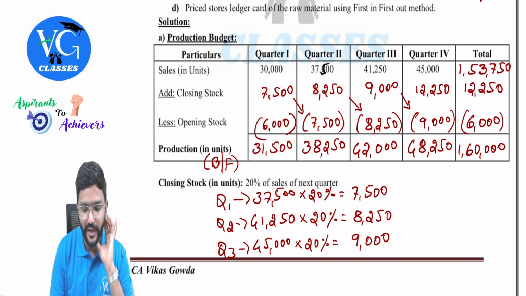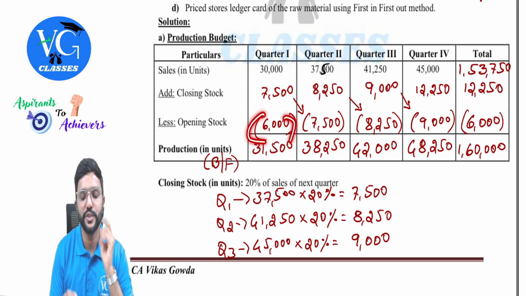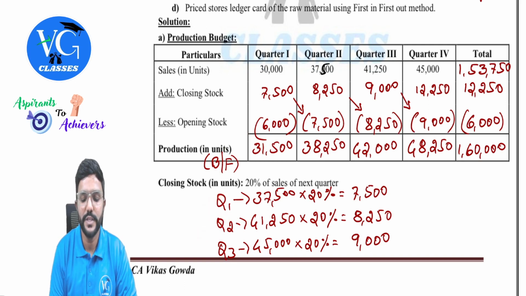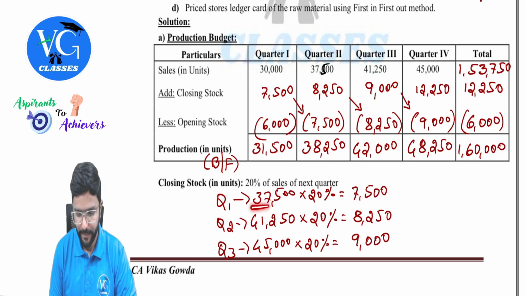And opening stock for the year is given, which is nothing but opening stock for first quarter. Then how do we calculate closing stock, sir? Simple. I have shown here. Closing stock for Q1 is nothing but 20% of 37,500. That is next quarter sales. Q2, what is the closing stock, people?